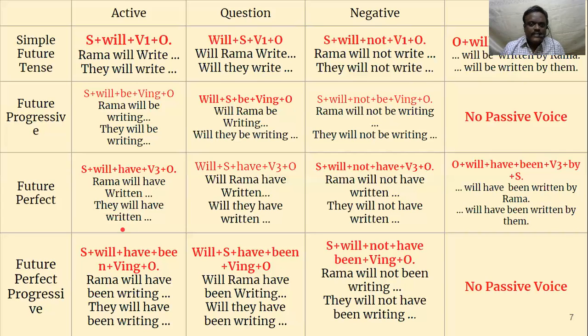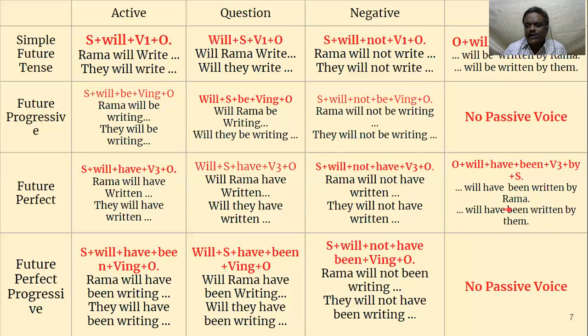In the same way, for question the helping verb is already there, so the helping verb has to be brought forward. Will Rama have written a letter? Will they have written a letter? Like that, we have to bring a helping verb for making questions. The only rule is that we have to bring the helping verb at the beginning of the sentence. We have to move it from the second position to the first position. Then we have negative. Negative also, same rule. We have to use not after the helping verb. Rama will not have written a letter. They will not have written a letter.